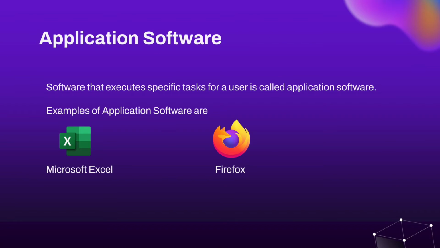Application software. Software that executes specific tasks for a user is called application software. Examples of application software are Microsoft Excel and Firefox.